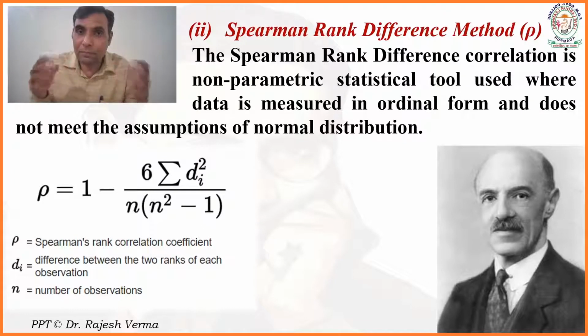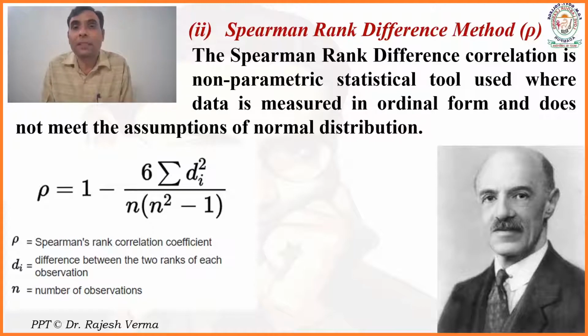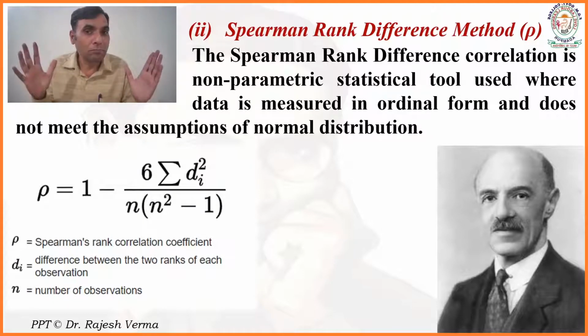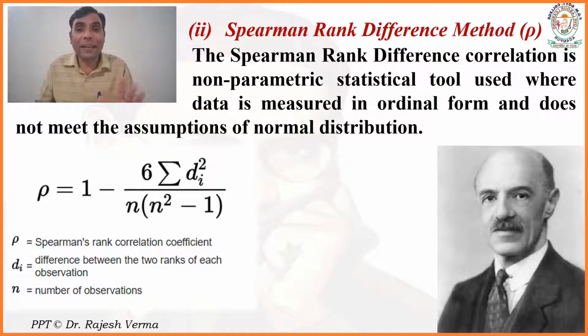It means the Pearson product moment method measures the linear relationship between the two variables, whereas the Spearman rank difference method doesn't bother about the linearity of the relationship between the two variables. It's a very important difference between the two correlation methods. Particularly in mathematical science, in the pure sciences, the product moment method is preferred.